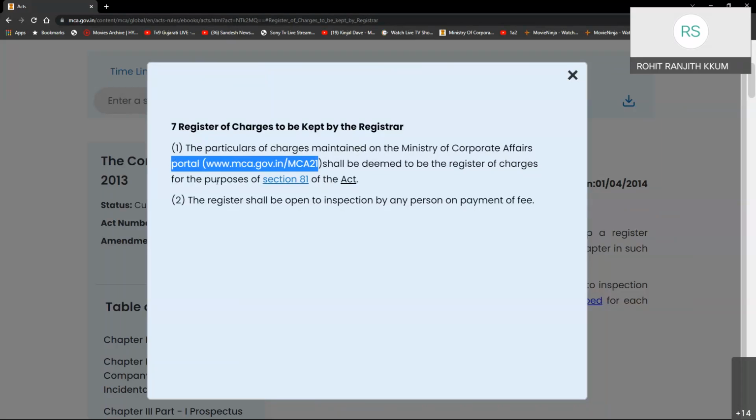Okay, L&T we did. We tried to see L&T, last minute to grow. So the law says here under Rule 7 that the register maintained by this portal will be considered as the register of charges. And I think all of you know what kind of details we can expect there, isn't it?